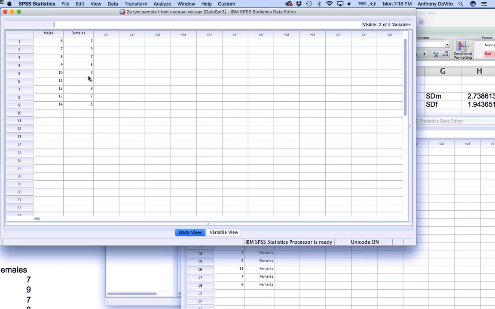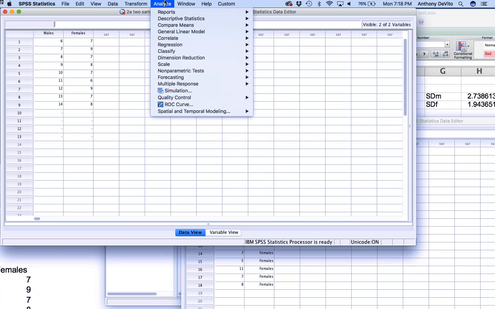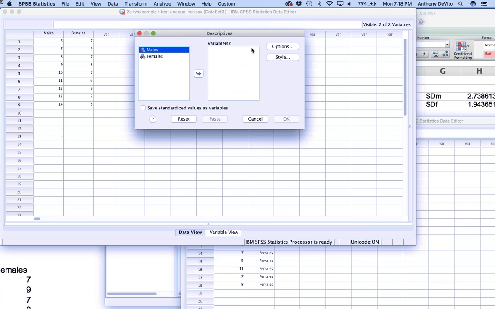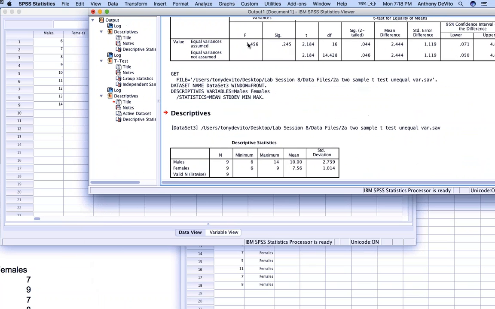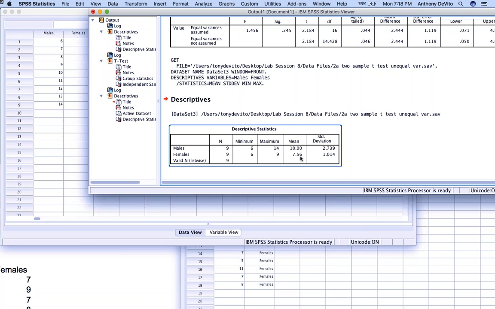Okay, there it is. I'm going to analyze descriptive statistics, descriptives. Oops. I'm going to move them both in there because I just want to see the means. What do I wind up getting? Well, the means are 10 and 7.56. They're the same as in the other test we just did, right? Same means for males and females.